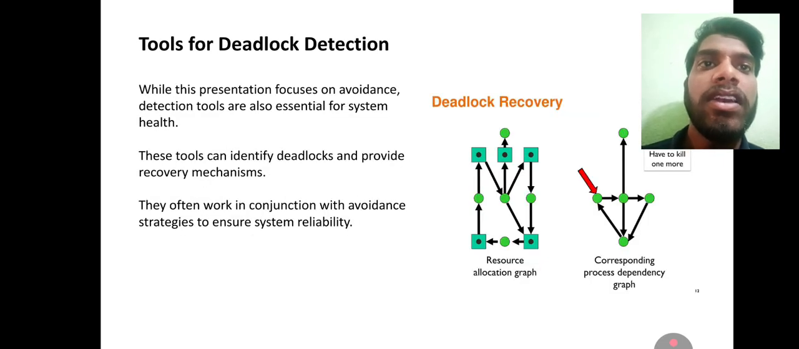Tools for deadlock detection. While this presentation focuses on avoidance, detection tools are also essential for system health. These tools can identify deadlocks and provide recovery mechanisms. They often work in conjunction with avoidance strategies to ensure system reliability.